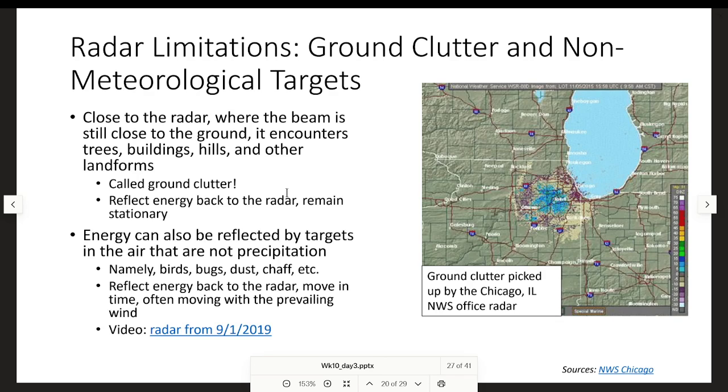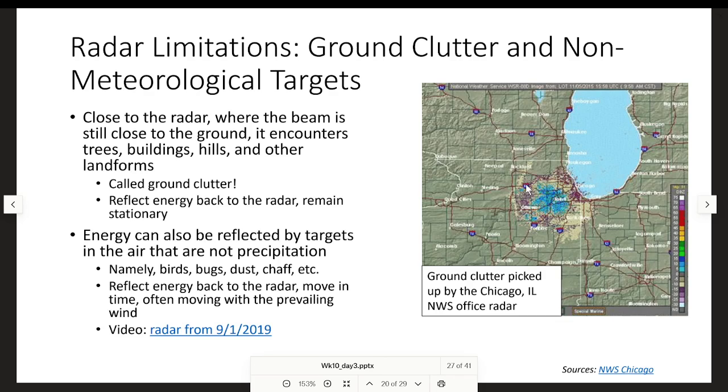So limitations of the radar include ground clutter and non-meteorological targets. Close to the radar, where the beam is still close to the ground, it encounters trees, buildings, hills, and other landforms, and this is called ground clutter. They reflect energy back to the radar, but it stays stationary. It's not a storm because it's not really moving around. It stays in the same place.